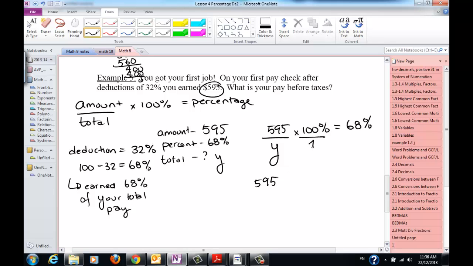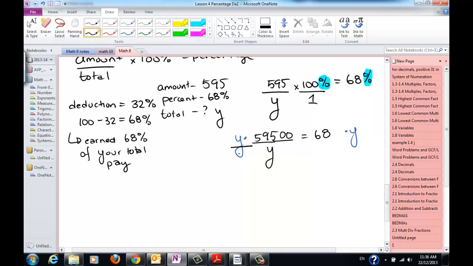All right, to set this up, I can rewrite this as 595. Remember, this is over 1. Now, if you see the shortcut there, that's totally fine. 595 multiplied by 100 becomes 59,500. And you can drop the percentage symbols here if you want. There is a reason which we'll talk about more in class. And then I'm going to multiply both sides by y. I'm going to drop this percentage symbol so it doesn't confuse me. And remember that any number divided by itself is 1. So I have 59,500 is equal to 68y.